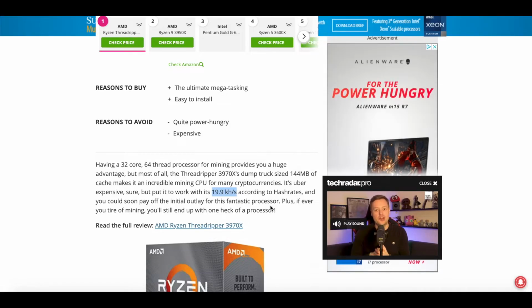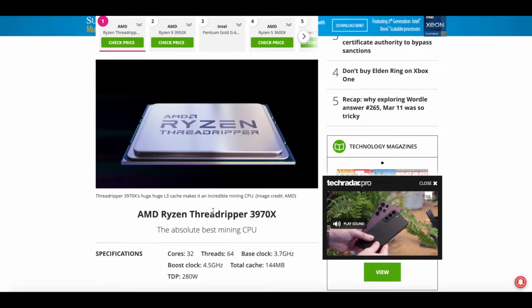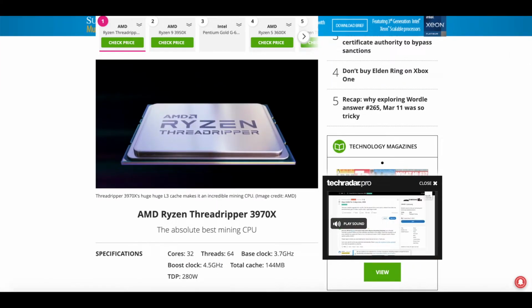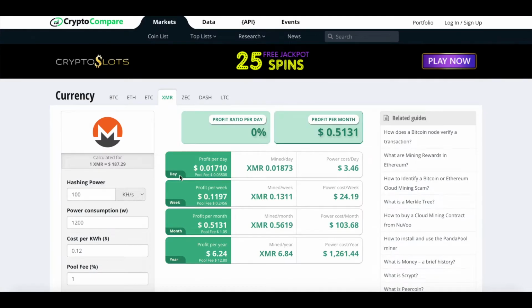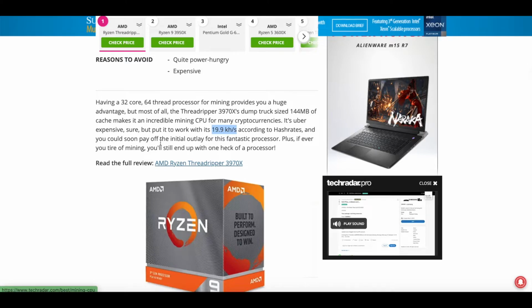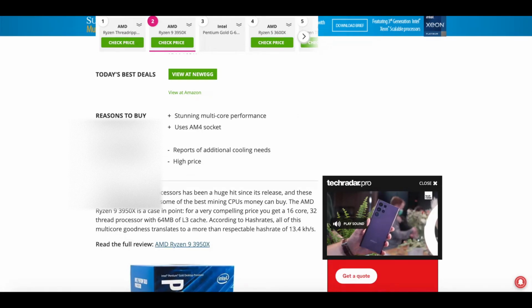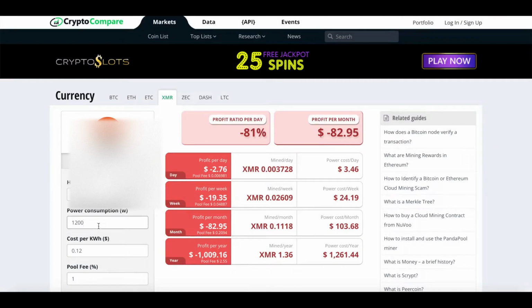19.9 kilohashes is the hash rate for this AMD Ryzen Threadripper 3970X. And if you plug that into any Monero mining calculator, you can see the exact profitability. So the hash rate was 19.9. Power consumption, it doesn't say, I don't think. I believe 1200 is a little high for any computer, but you get the point.